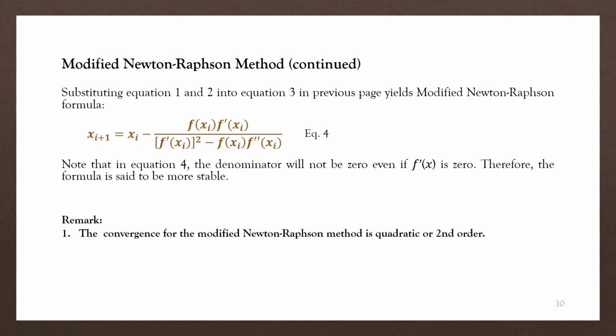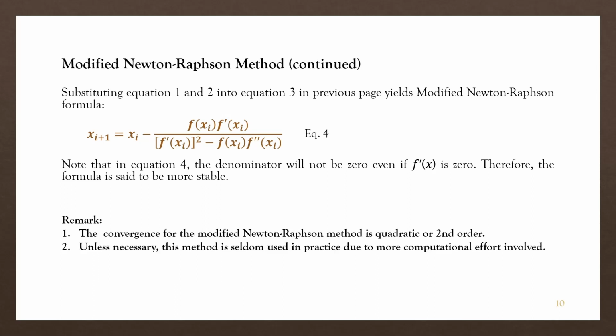Some remarks: the convergence for the modified Newton-Raphson method is quadratic or second order. Unless necessary, this method is seldom used in practice due to the more computational effort involved.